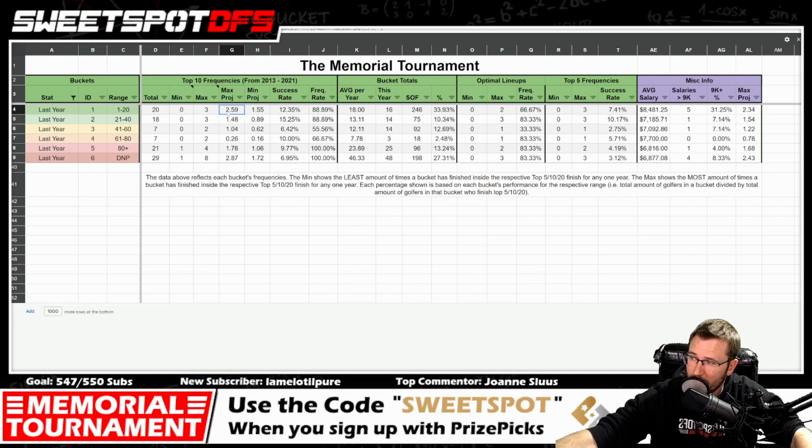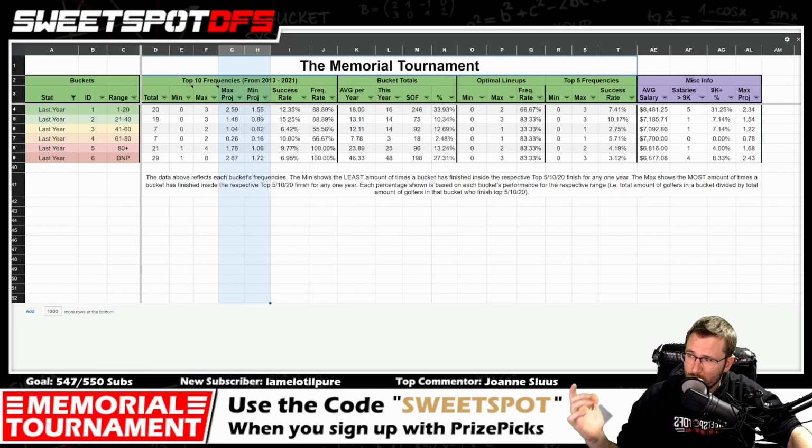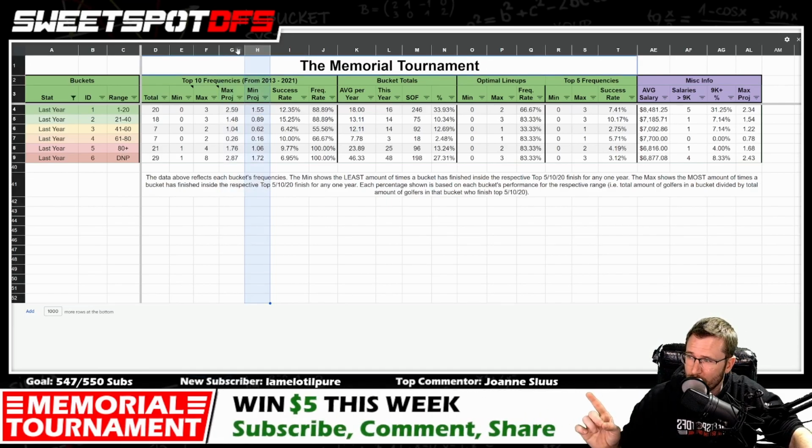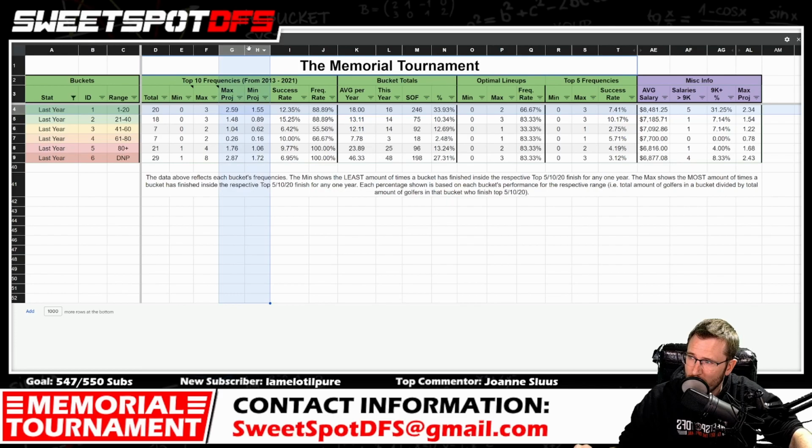I want you to focus on these two columns: max projection, min projection. Whatever's in our min projection, we round down. Let me just repeat that to avoid confusion. Anything in the min projection, we round down to the whole number. Anything in the max projection, we round up. So you can see in this very first bucket, last year ones, our min is 1.55, our max is 2.59. So this really reads 1 to 3.